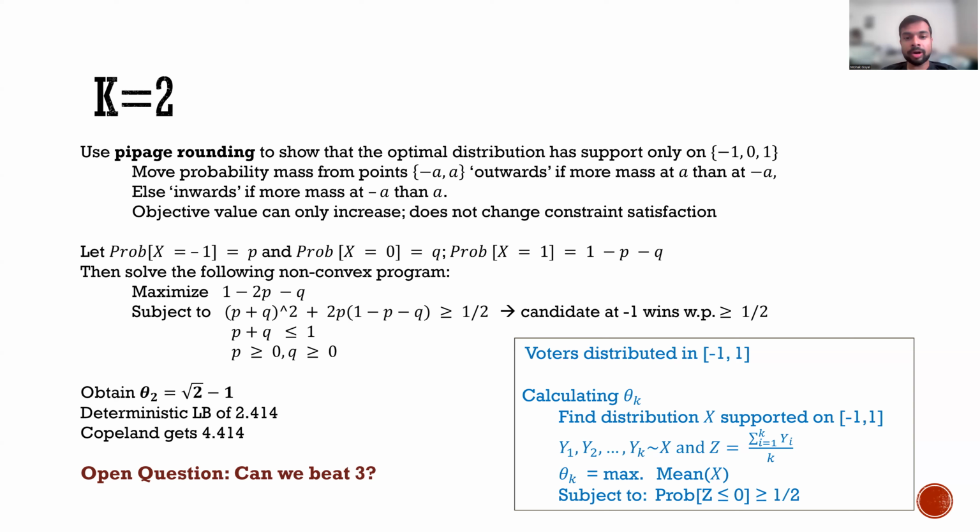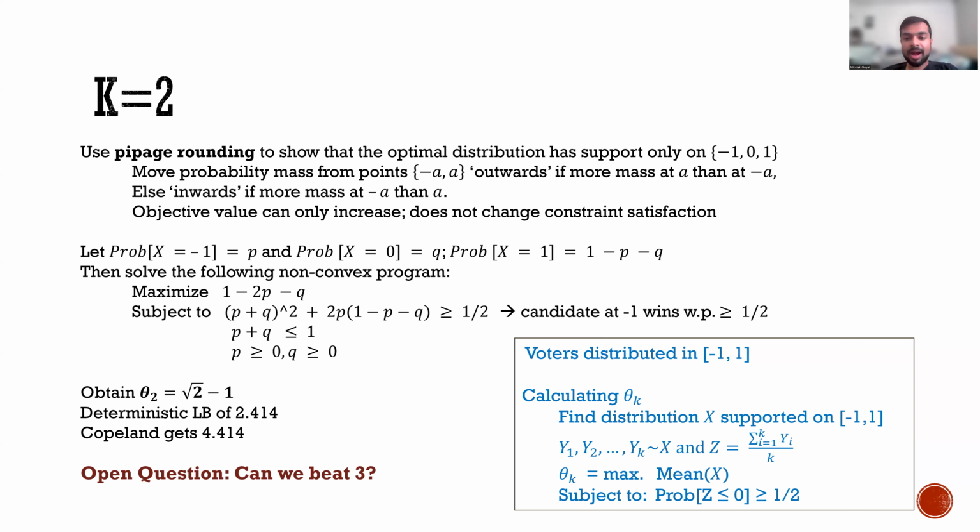Fortunately, modern day solvers can solve this problem quickly, and we obtain that theta 2 is equal to square root 2 minus 1. Now this gives us a deterministic lower bound of 2.414, and an upper bound for Copeland can be achieved by a slightly different optimization problem which has more variables and a slightly more complex formulation, and we can get an upper bound for Copeland of 4.414.